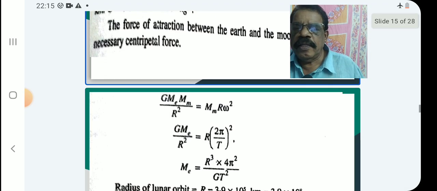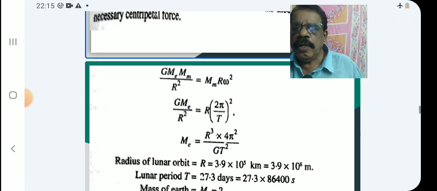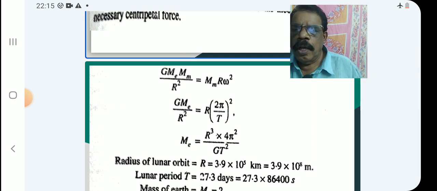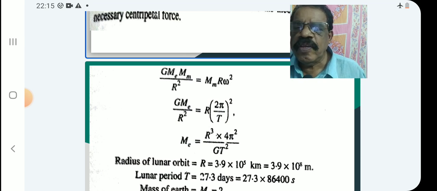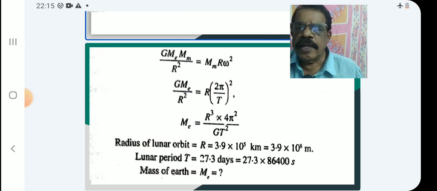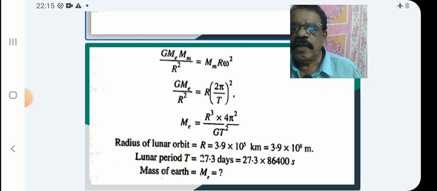So we write the same equation, the previous equation. Or we can write an equation for the period, that is T is 2π root of R cubed by GM. That is the period expression, where R is the radius of the orbit, and from this we can calculate M, mass of Earth, as 4π² R³ by GT².